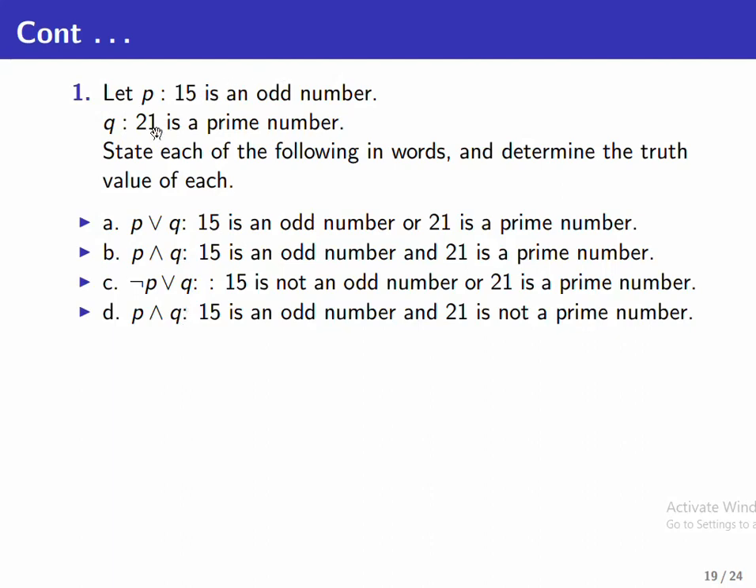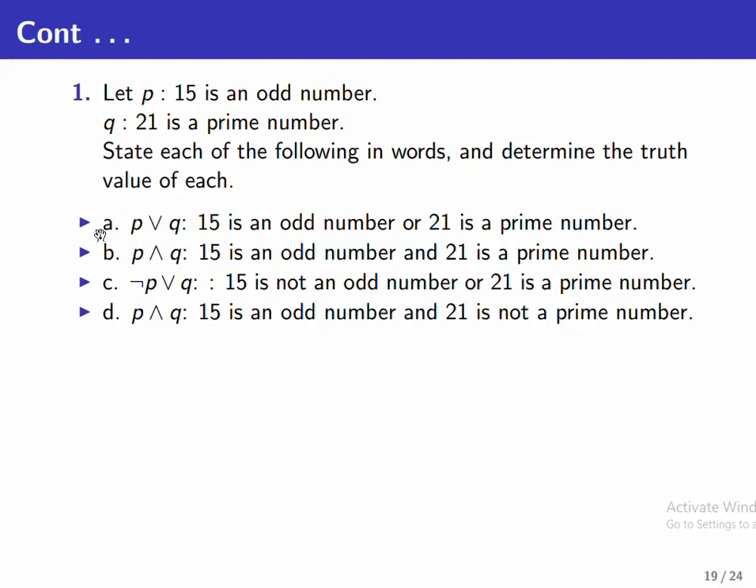From the above we have P and Q, so we can write in words. Sorry, this is not Q, this is negation P and negation Q. Don't forget to write this: here we have negation. So P and negation Q can be written as: 15 is an odd number and 21 is not a prime number. From the above, since Q is "21 is a prime number", here we have negation Q.